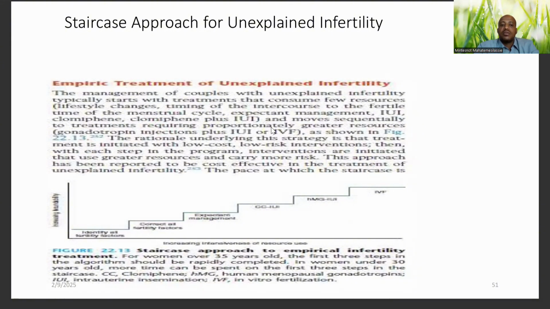So in general, in a patient who has unexplained infertility, a staircase approach is important. First, you have to advise on lifestyle modification. You can try oral agent with timed intercourse. If this doesn't work, you can give oral agent with IUI. Then you can add gonadotropin with IUI, and at the final stage, you give the option of IVF.